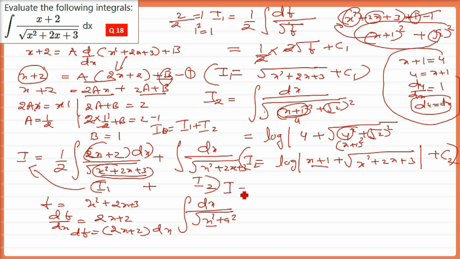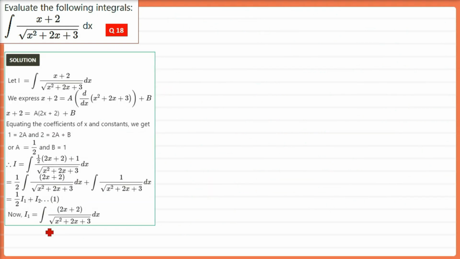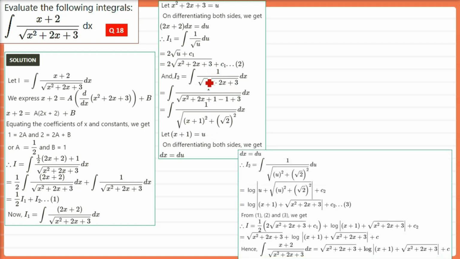So this I is going to be equal to I1 was what? Under root x square plus 2x plus 3. C1 and C2 will call it as C. This is log modulus of x plus 1 plus under root x square plus 2x plus 3, plus constant of integration, which you call it as C. From here to here, it's your final answer. Okay, this is the final result. And in this solution, you will see I've also added up that u equals to x plus 1 just to show you that the result remains unchanged even if you follow my scheme or this scheme.